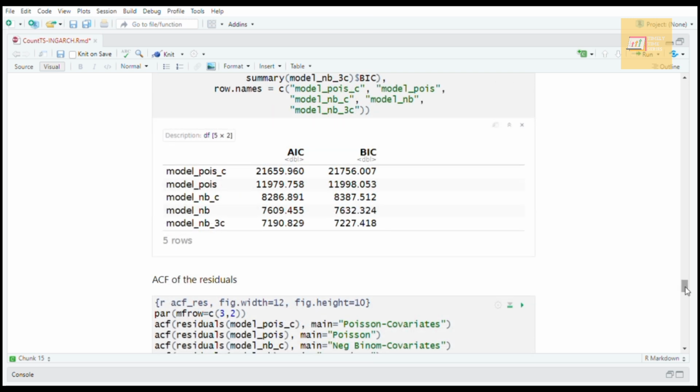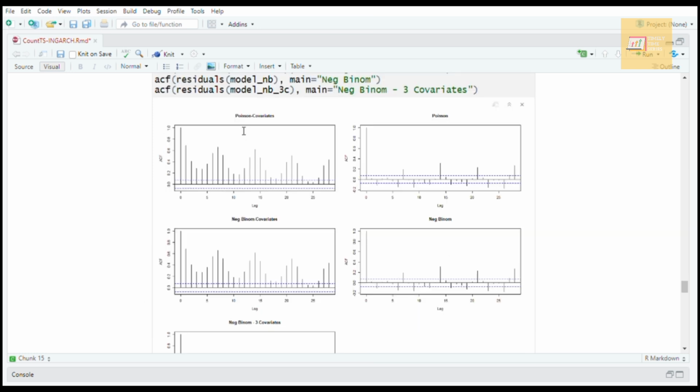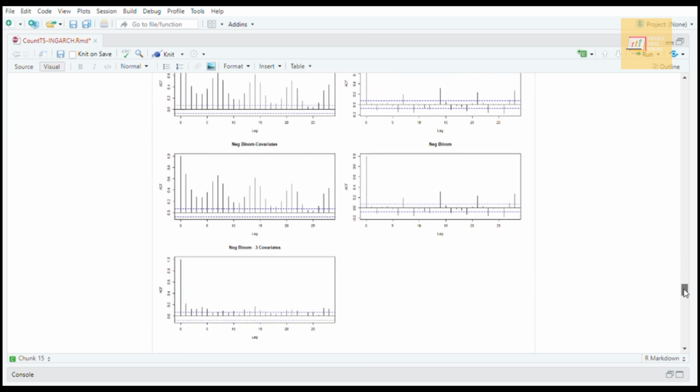Now let's compare the ACF for the residuals. This can help us see whether the residuals are stationary or not. Interestingly, the Poisson covariates, which is model POS C, and the negative binomial covariates, which is model NBC, are clearly not stationary. In fact, the ACF of these residuals looks very similar to the ACF of our original time series. But for the others, they look quite nice.